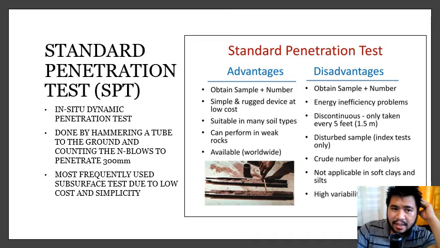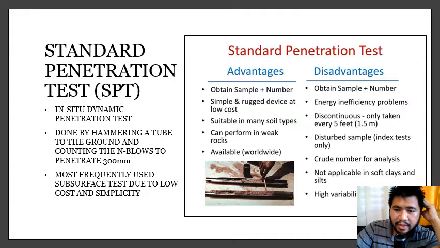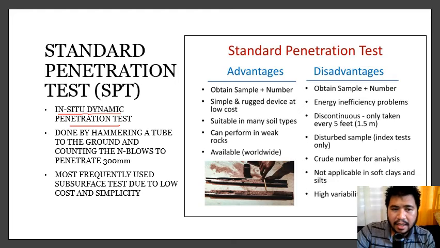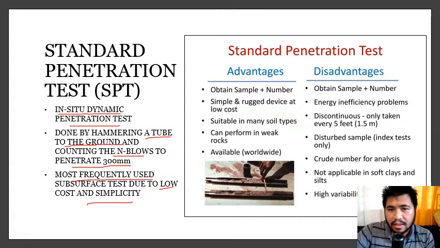Right now, let's discuss SPT, or standard penetration test. This is an on-site dynamic testing. It is done by hammering a sharpened tube into the ground and then counting the number of blows needed to penetrate 300 millimeters of your soil. This is the most frequently used method because it's cheap and simple to operate. So you can see here the advantages and disadvantages.